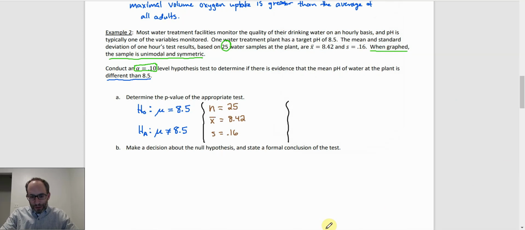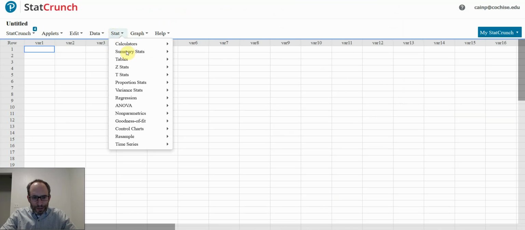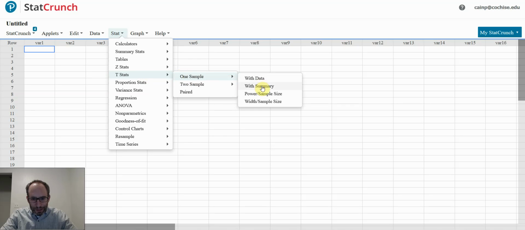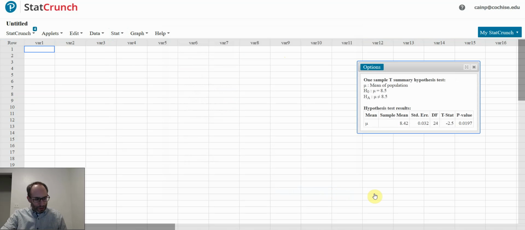And then if we go to StatCrunch, we can make StatCrunch give us the p-value. So stat, then t-stats, one sample summary. Sample mean is 8.42, sample standard deviation of 0.16, sample size of 25, and then in the null we have an 8.5, and we do have a two-sided alternative, so we're good to go. And then compute. There's our p-value of 0.0197, and our test statistic works out very well. It's actually a decimal that terminates. It's -2.5.